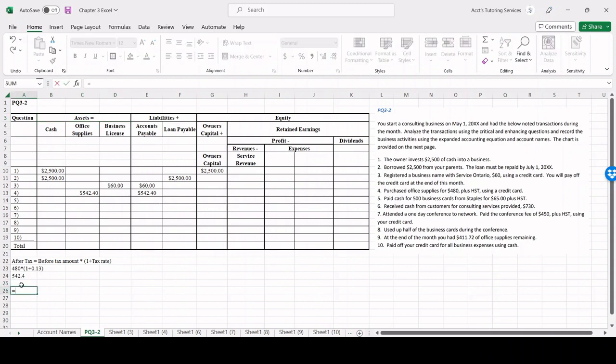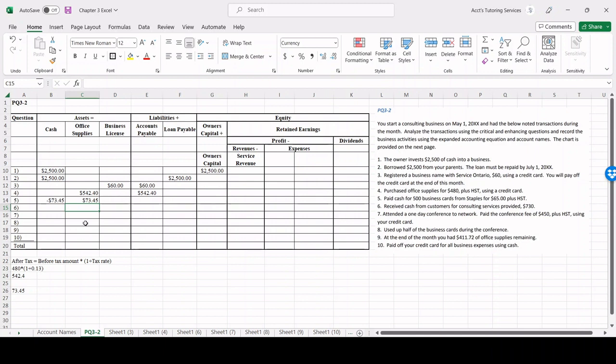So once again, we're going to run a simple formula. Simple calculation, 65 times 1 plus the tax rate, 13%. So in this case, cash is going to be reduced by 73.45. However, office supplies is going to be increased by this amount, because business cards is going to fall under the office supplies account category.